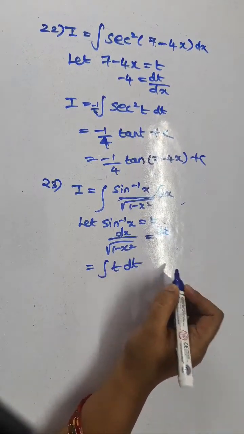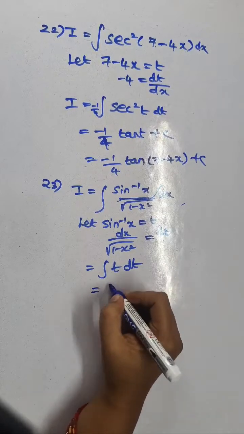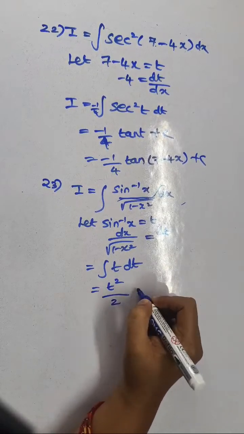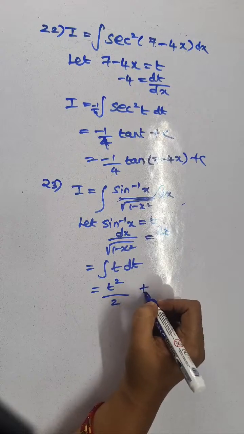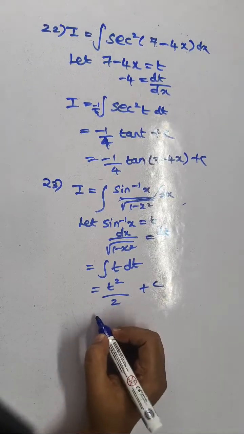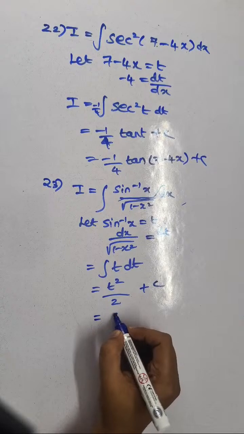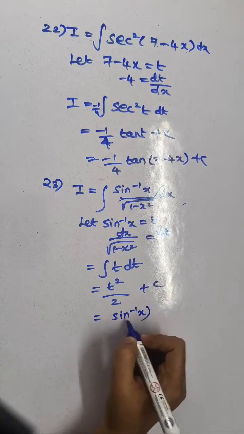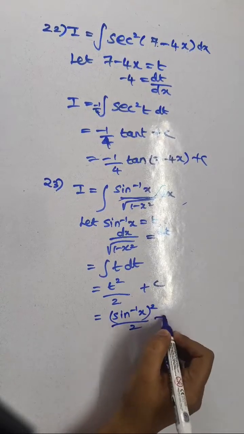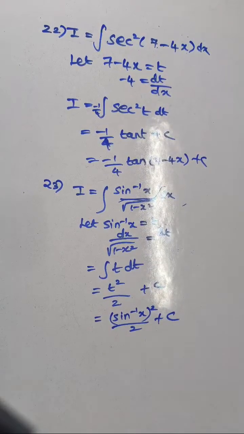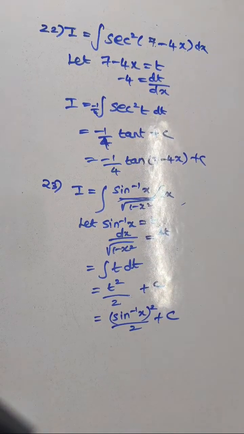So you will get it as integral t into dt, that is using the power rule, that becomes t square by 2 plus c. Replacing t in terms of x, you will get it as sine inverse x the whole square by 2 plus c. That is the required answer.